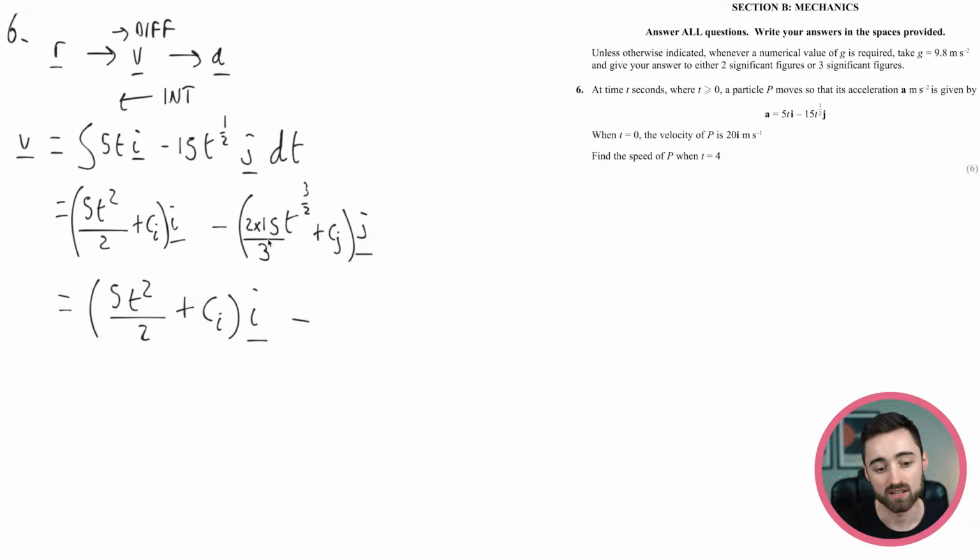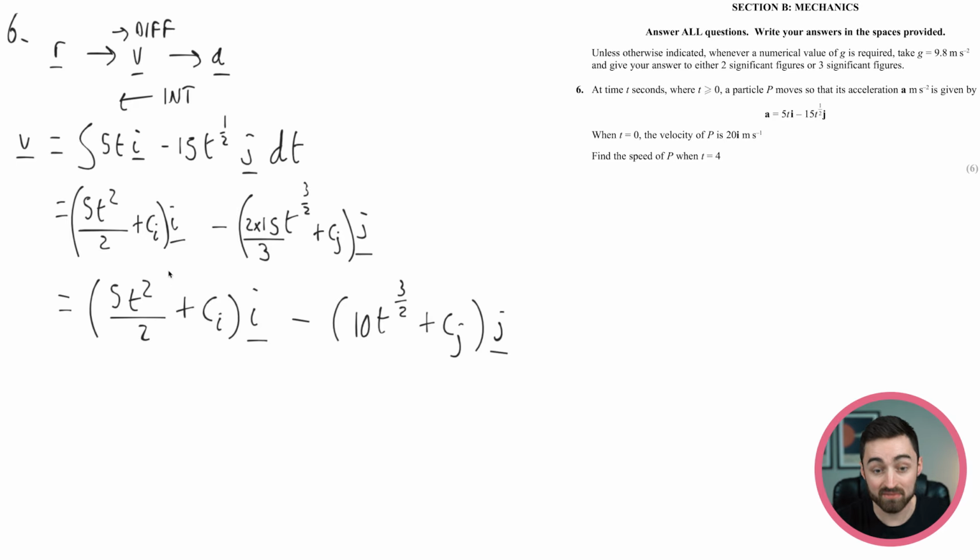And then minus, look at this, 15 and the 3 cancel nicely. 15 over 3 is 5, then I'm still timesing it by 2. So I've got 10t to the 3 over 2. Now I'm writing plus cj here. You could write minus cj. Technically this would mean minus when I multiply the bracket out, but it doesn't matter, does it? Because it's an arbitrary constant, I can define it how I want.